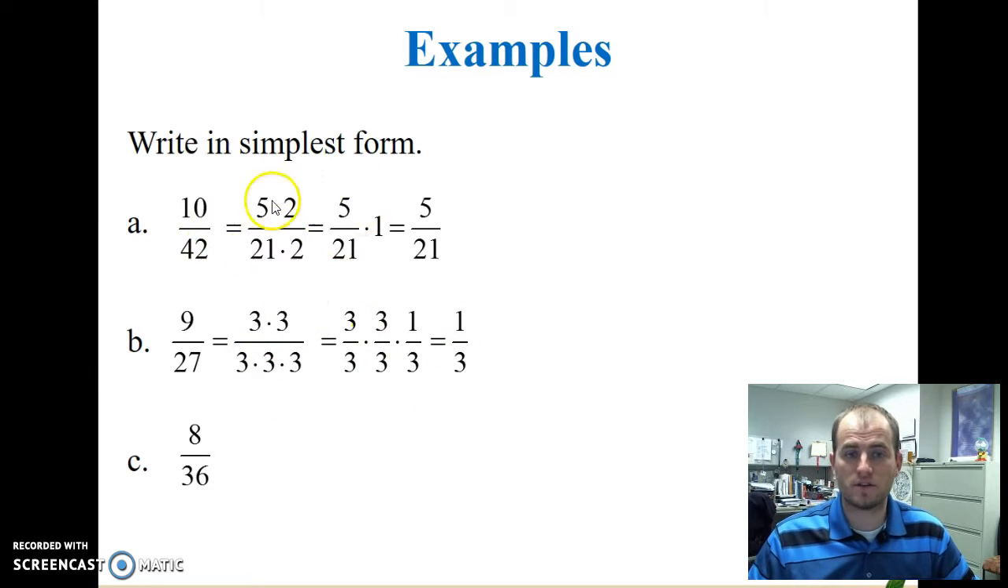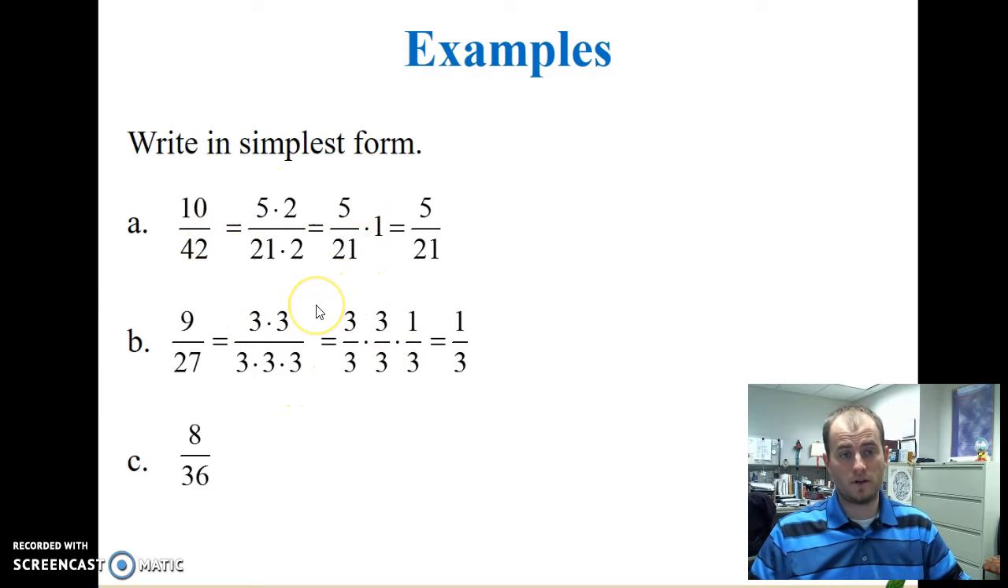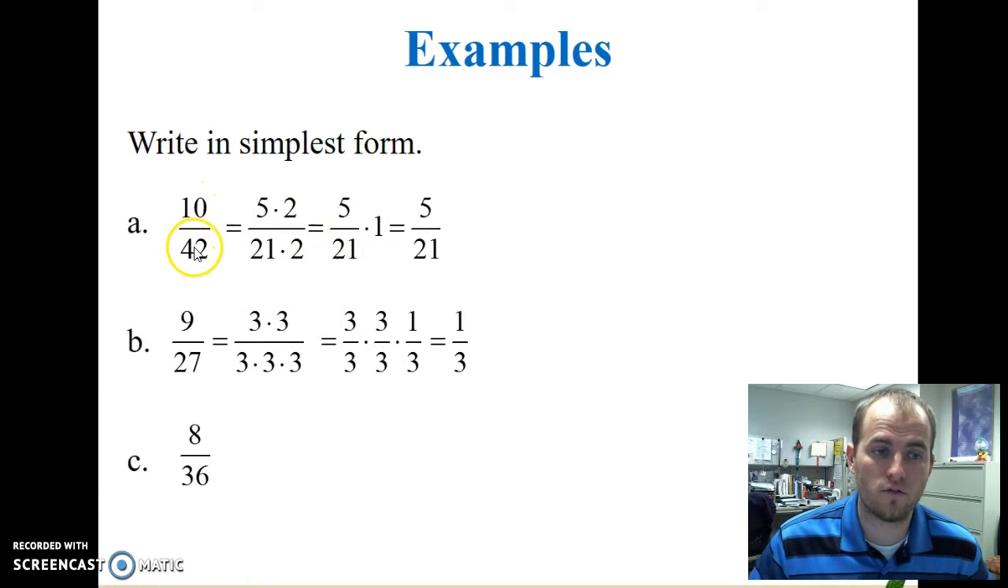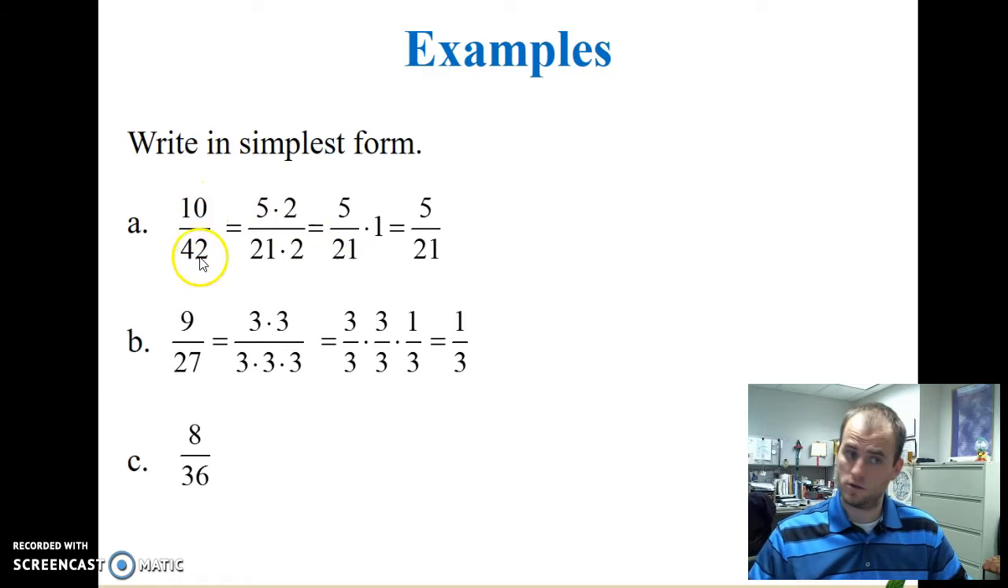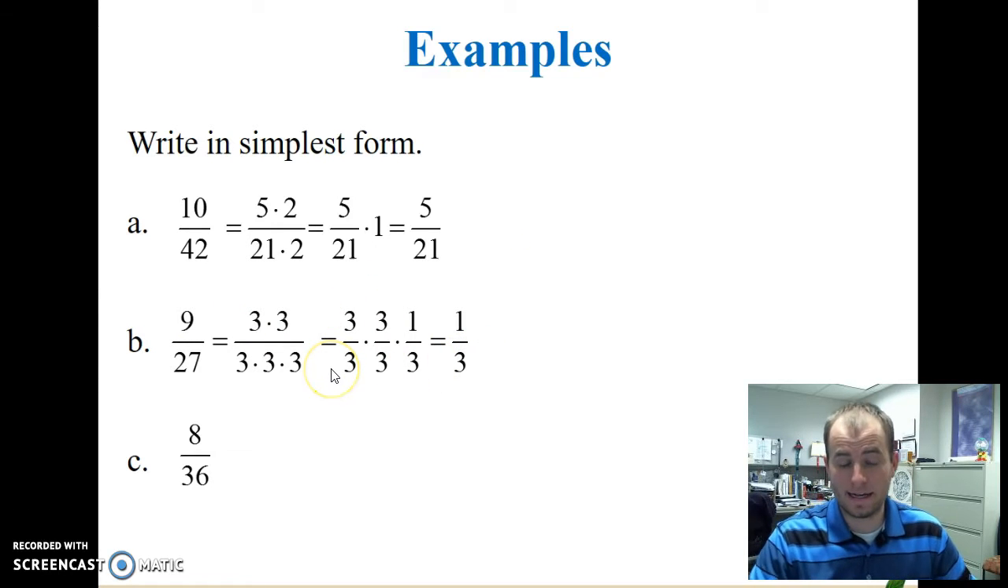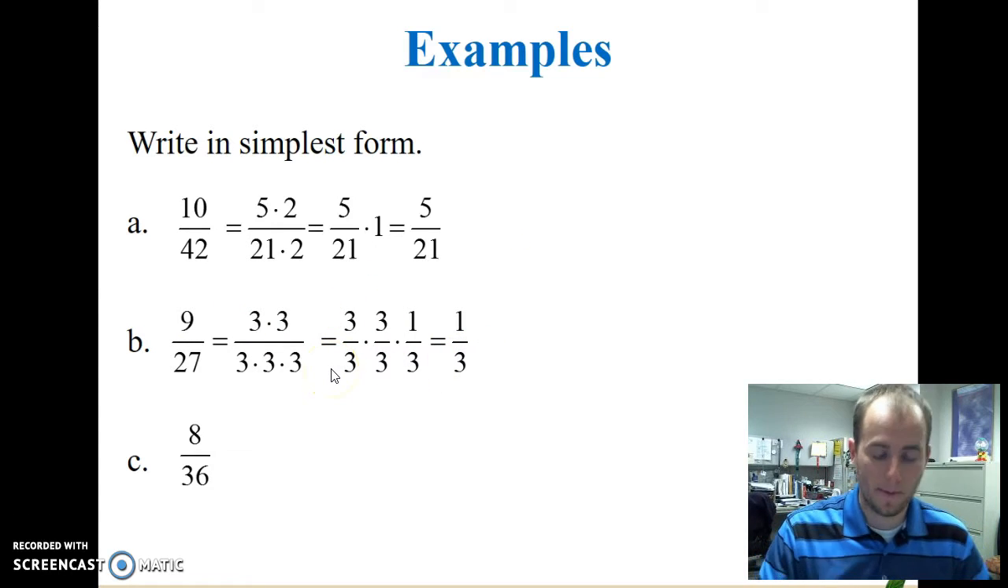Now you don't have to write all this stuff out in between if you're familiar with this. You can just write 10 over 42. Think about it: 2 goes into both. 10 divided by 2 is 5. 42 divided by 2 is 21. Same thing here. 9 goes into 9 once. 9 goes into 27 3 times. So you don't have to write all this stuff in between, but that's how it's being explained.